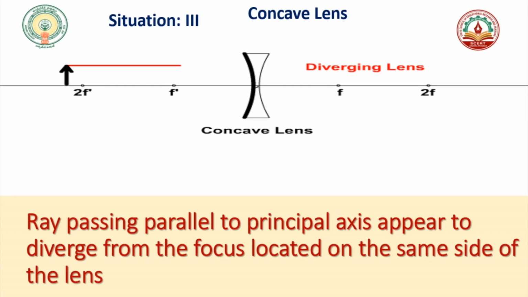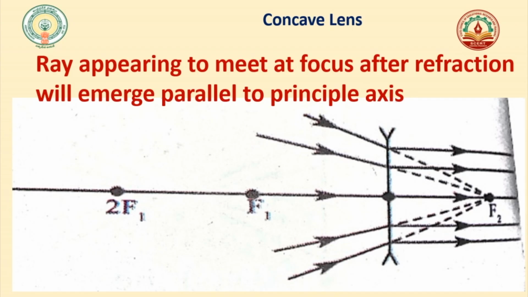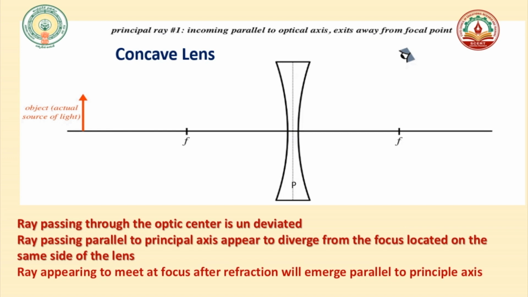Here you can see the ray passing parallel to the principal axis appears to diverge from the focus located on the same side of the lens. Here you have to make the students identify that it appears to diverge from the focus located on the same side of the lens, and also that a ray appearing to meet at the focus after refraction will emerge parallel to the principal axis. Make the students identify the phrase "appearing to meet at the focus", that is the important word.